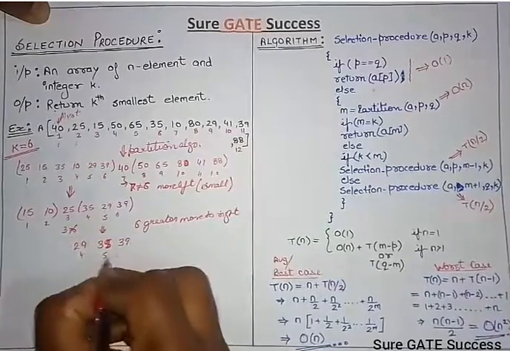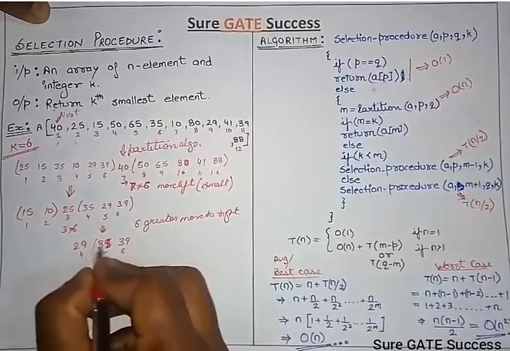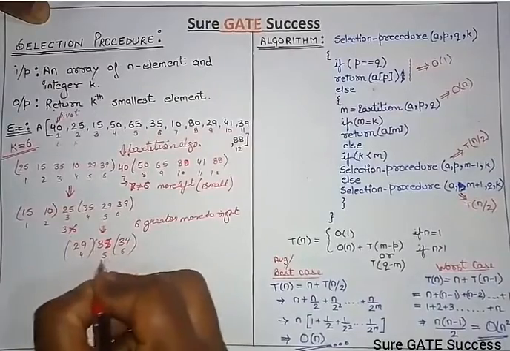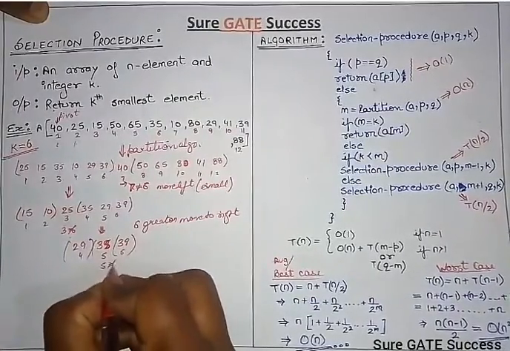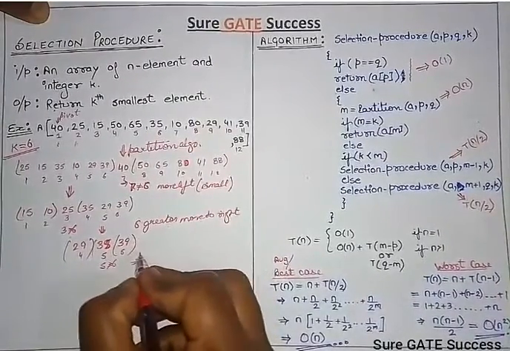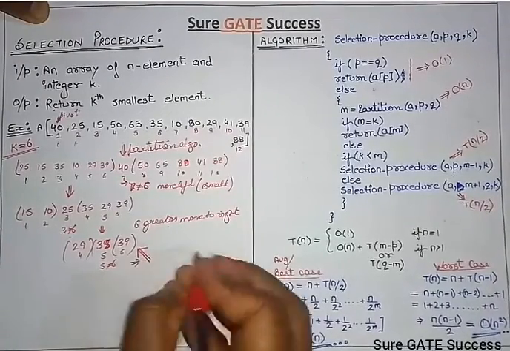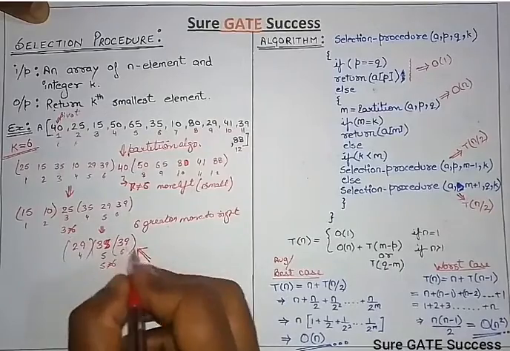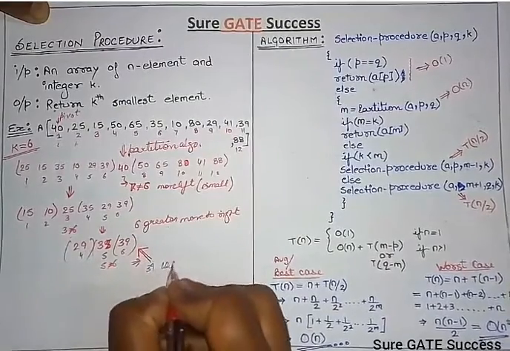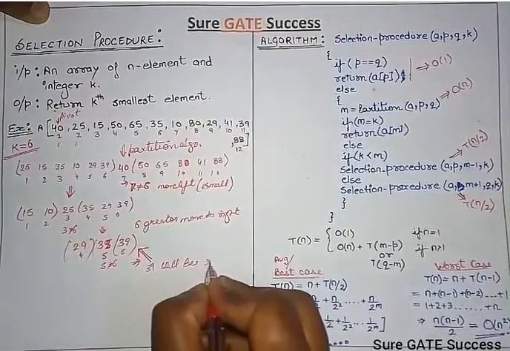So it will be the 4th, 5th and 6th positions. We now compare with the 5th. 5 is not equal to 6. That means we again move to the right. And if we move to the right, there will be the 6th value. So finally we return the value. That means 39 will be returned in the end.